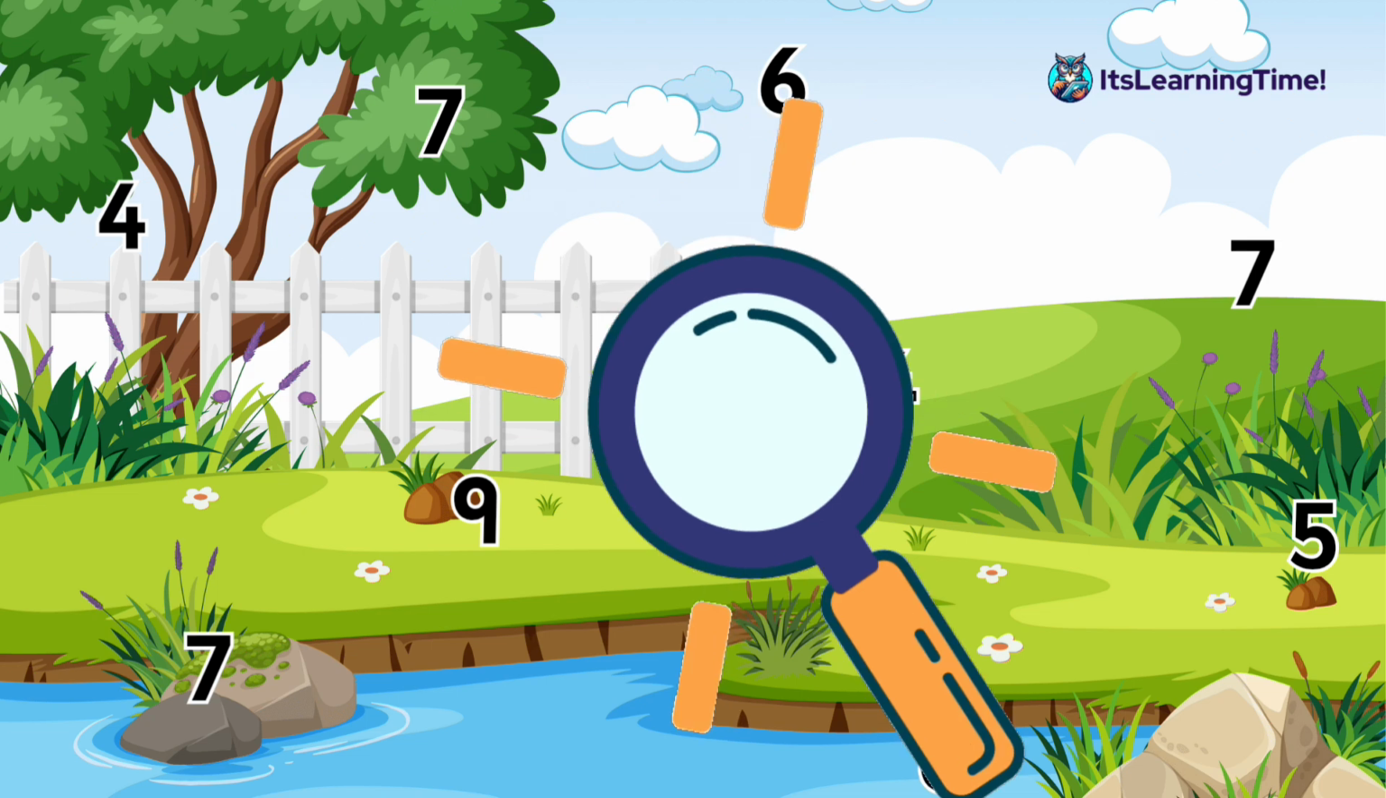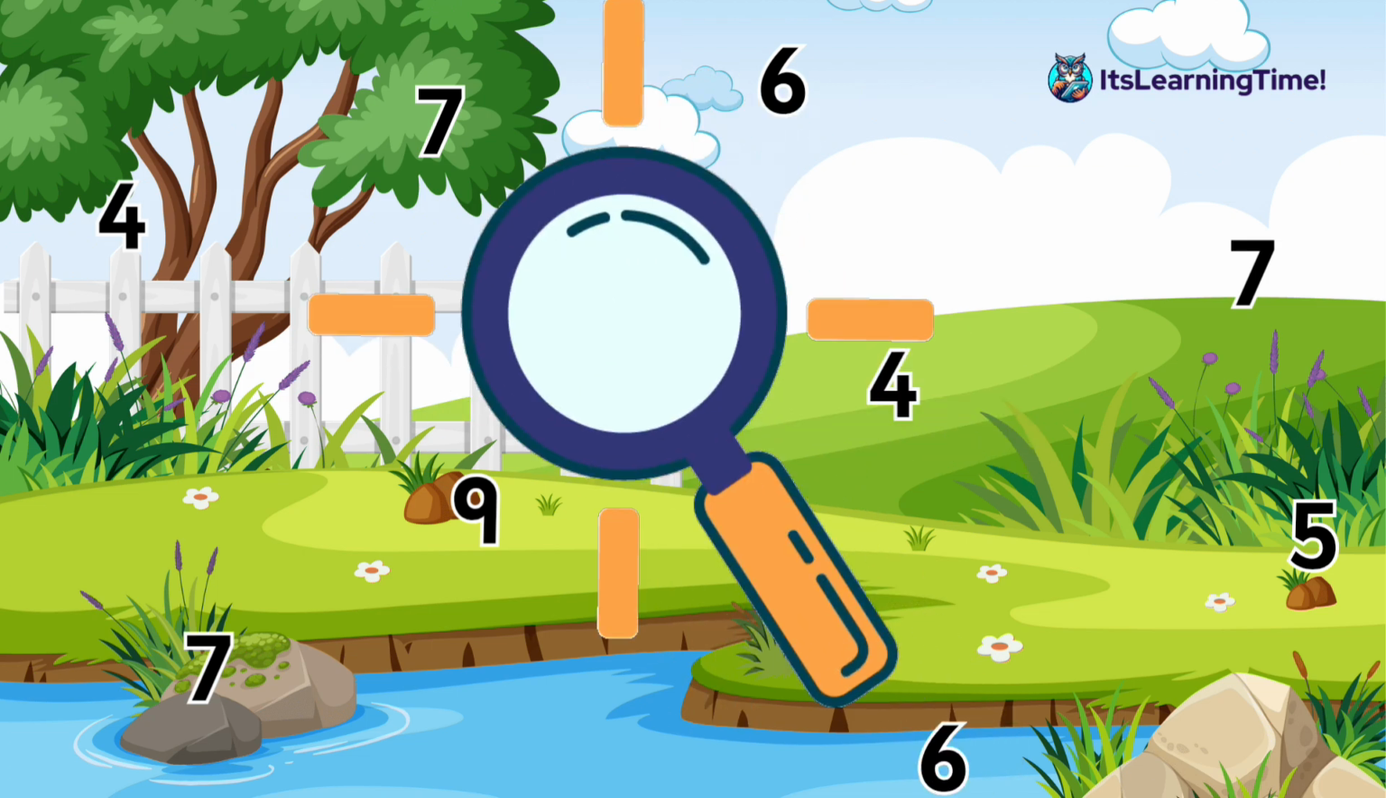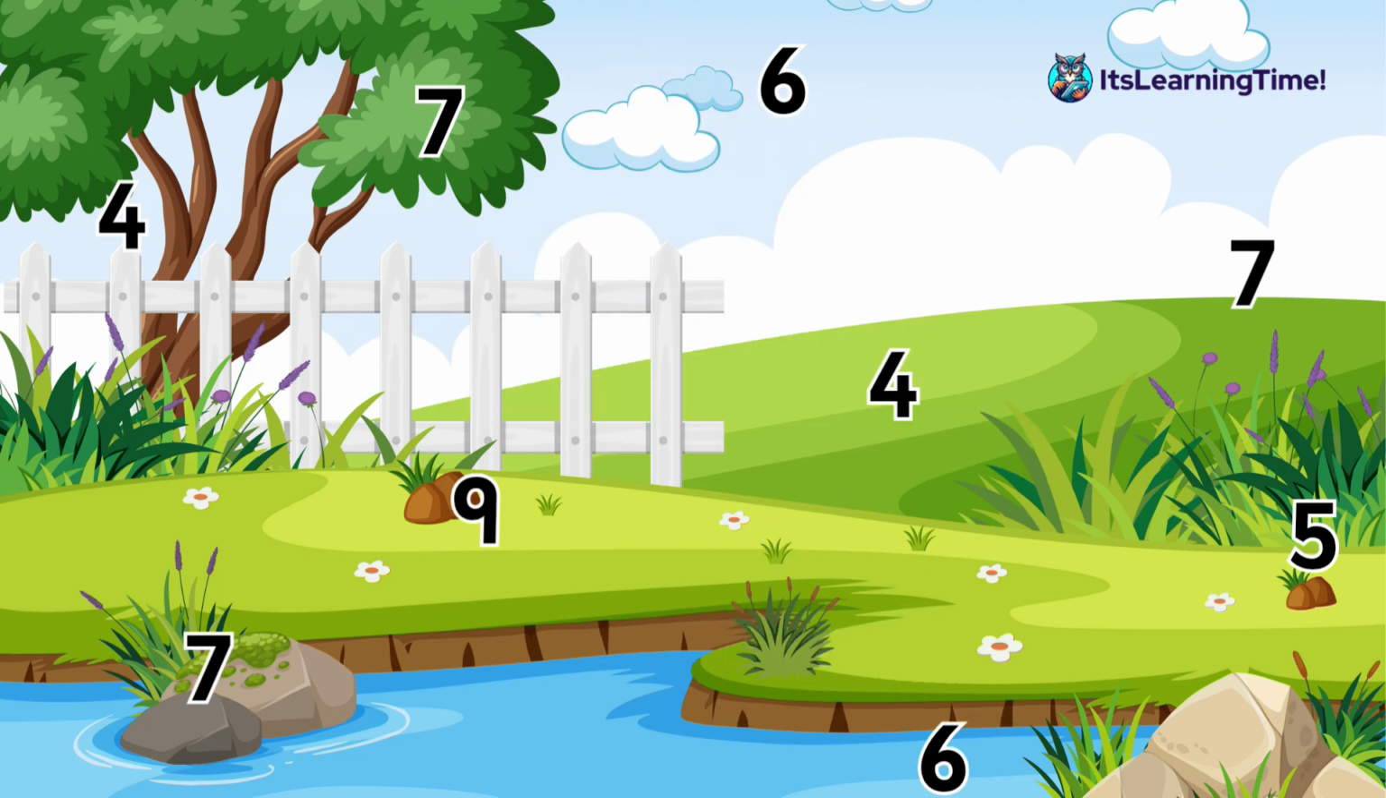Let's see if you can identify number 7 in this picture. We have number 7 on the rock. Number 7 on the tree. And number 7 on the hill.